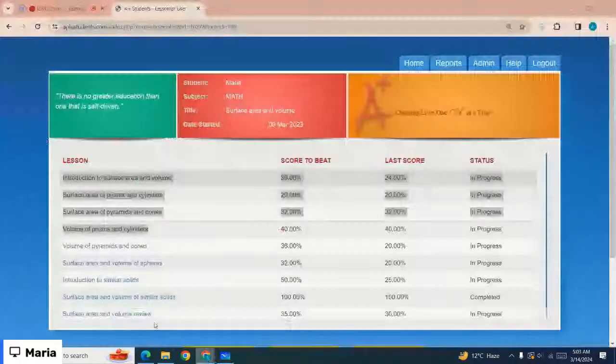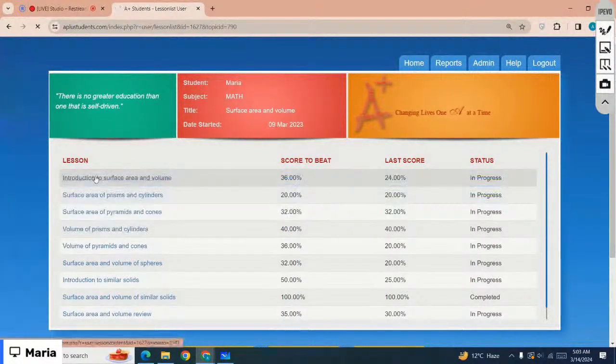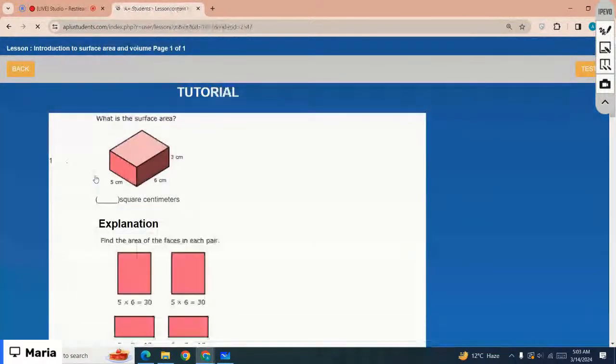Here I am on grade 10 math. The chapter we're working on is surface area and volume. Let's start with the first lesson, that is introduction to surface area and volume. Okay, what is the surface area? You are given a rectangular prism. You have to calculate the surface area of the rectangular prism, right?